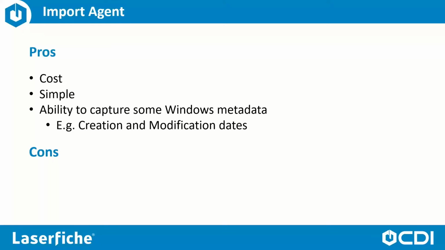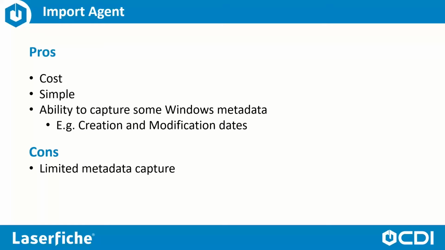As far as any cons when it comes to Import Agent, really the biggest one is that you are limited on what type of metadata you are able to capture. There are certain ways to capture information that are more tricks, so to speak. But the biggest things that you're able to capture when using Import Agent would be all related to what folder it's in at the time that it's imported.